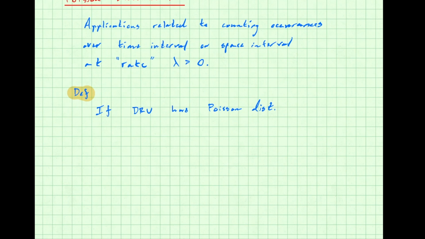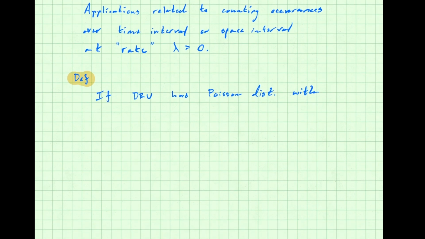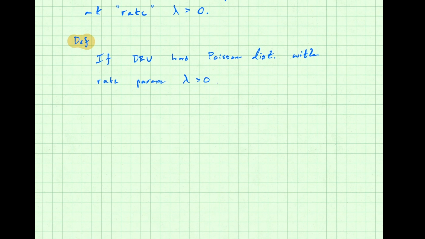with rate parameter lambda. I don't know if everybody calls it the rate parameter, so maybe I shouldn't be calling it that, but I'll call it that. You could just call it parameter, but with rate parameter lambda greater than 0, then the following things are true.